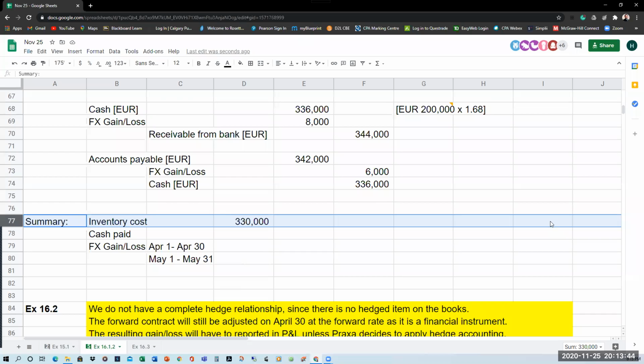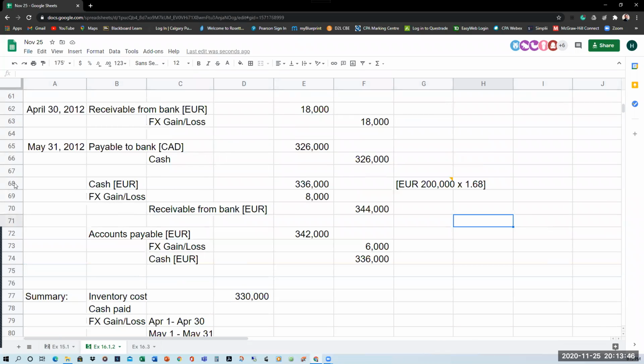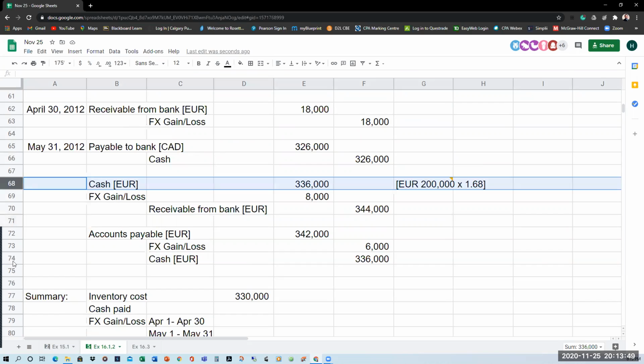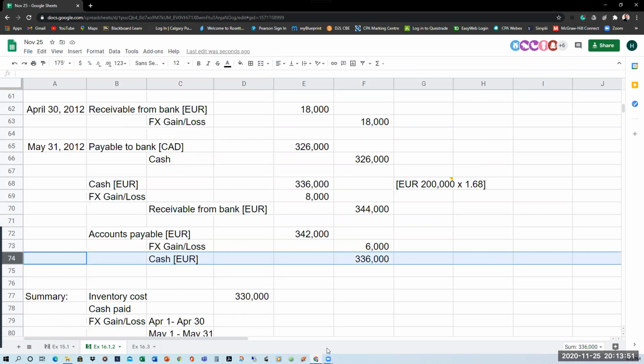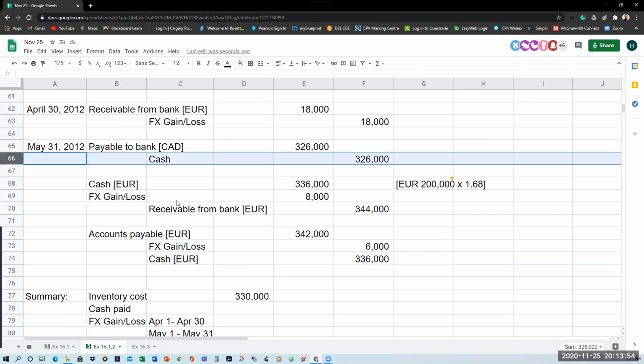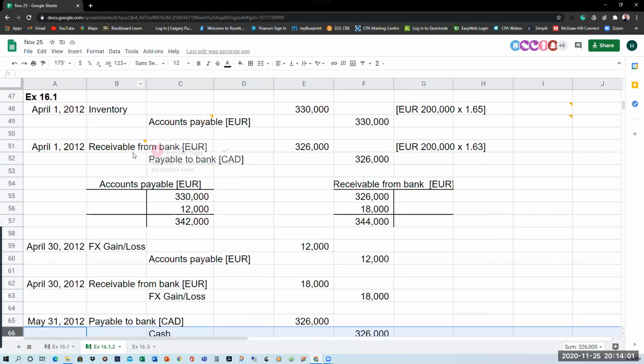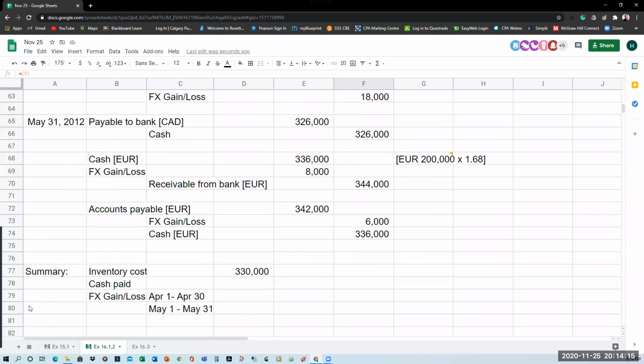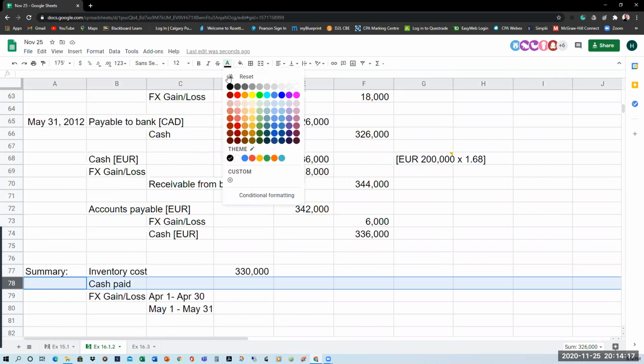What did we pay for the inventory? Well, look at this. The euros came in, the euros went out. That was just a wash. The actual cash that we had to pay was $326,000, which, mind you, we knew all along, because when we signed the forward contract, we knew that we had to pay the banker $326,000 to get the 200,000 euros. So the cash we paid for the inventory is $326,000.